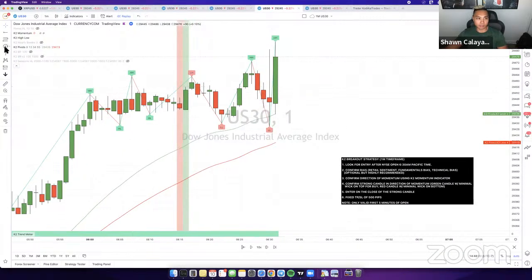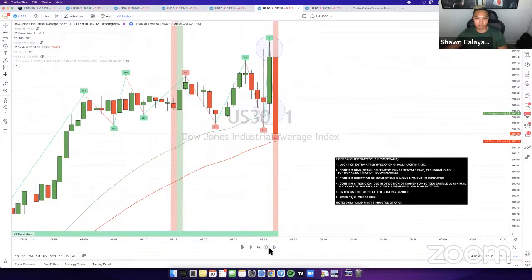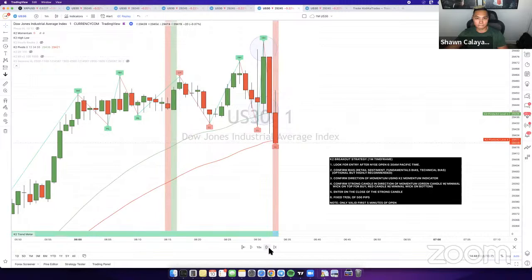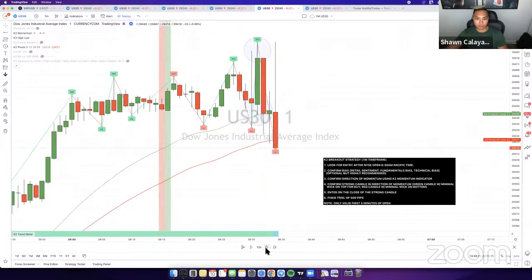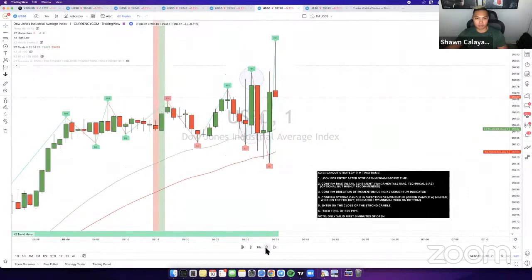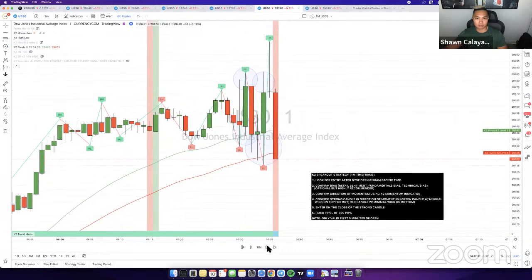Actually, no, I wouldn't have taken this because the wick on top's too big. And the wick on the bottom is too big too. So it's an uncertain candle. Keep going along. There's no strong green candle there. Again, right here, the wicks are too big on both sides. And this would be the threshold. So it doesn't look like there'd be a breakout today.